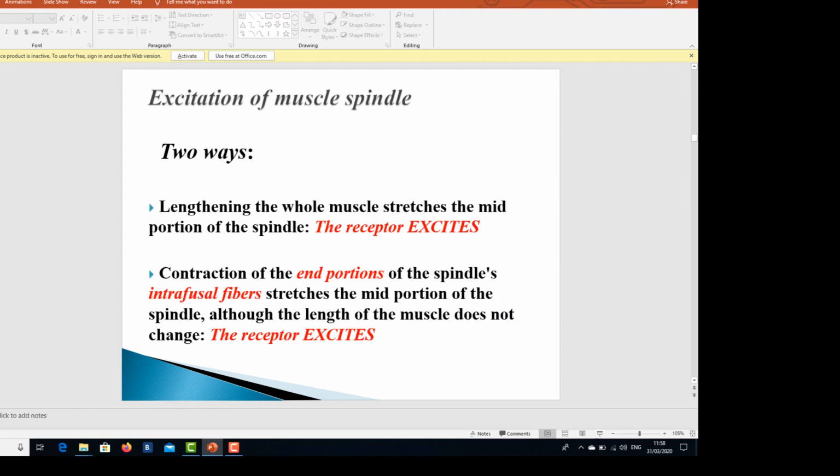Now, how does the excitation of muscle spindle occur? It actually occurs in two ways. That is, the lengthening of the whole muscle stretches the mid portion of the spindle, that is, the receptor excites. Then, the contraction of the end portions of the spindle's intrafusal fibers stretches the mid portion as well. Although the length of the muscle does not change, the receptor excites.